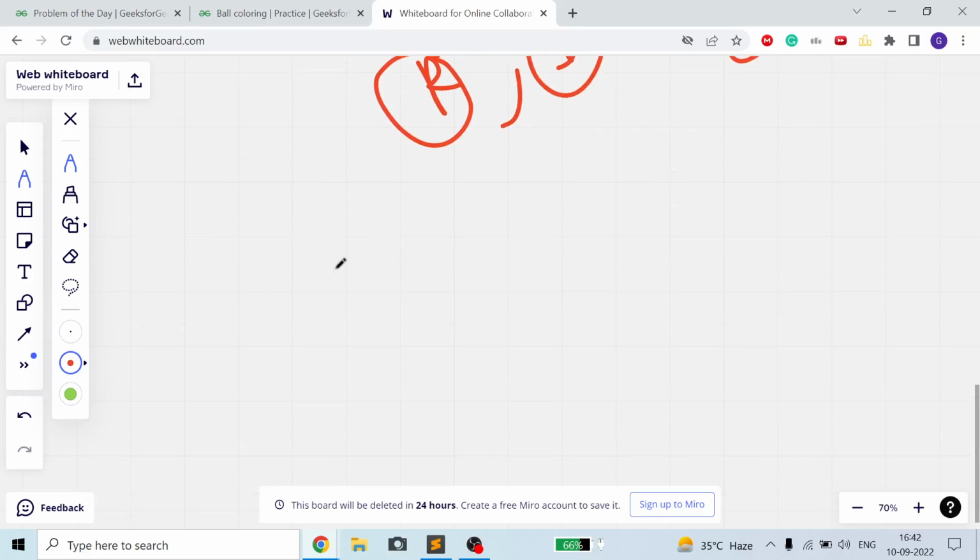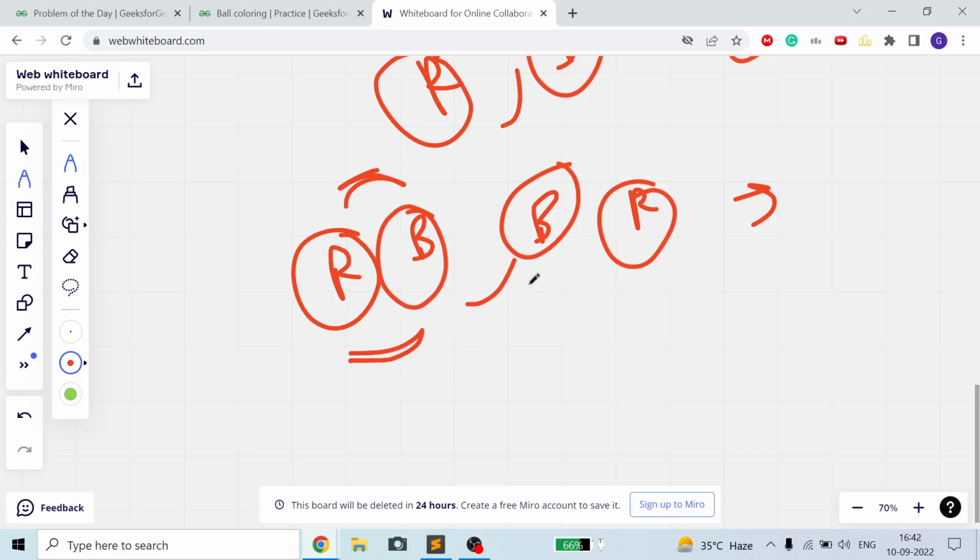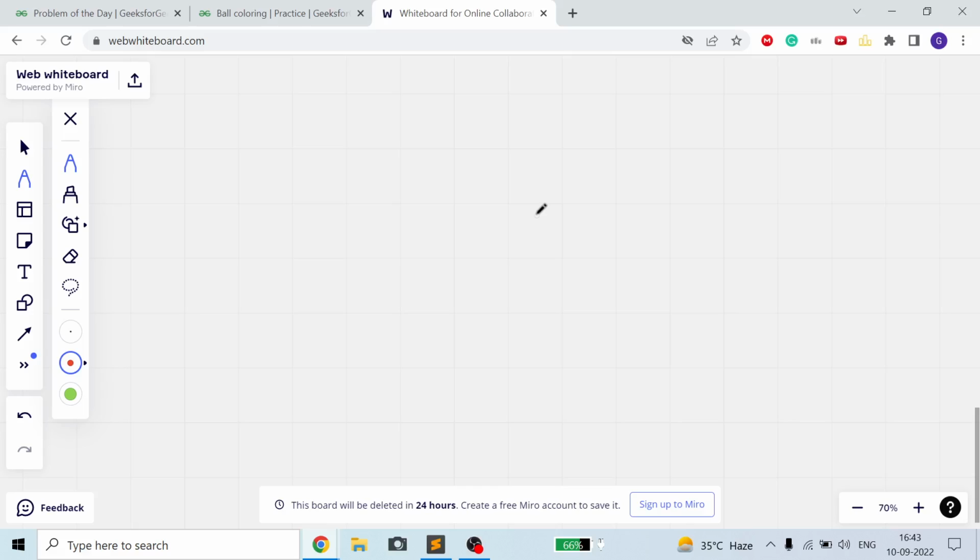Now for one connectivity, RB means some red color balls together, then some blue color balls, one connectivity. Or some blue color balls come before some red color balls. This is also needed because we have to find out all the number of ways. So this is a different way, and for one connectivity it should be like this. So how will we do it?